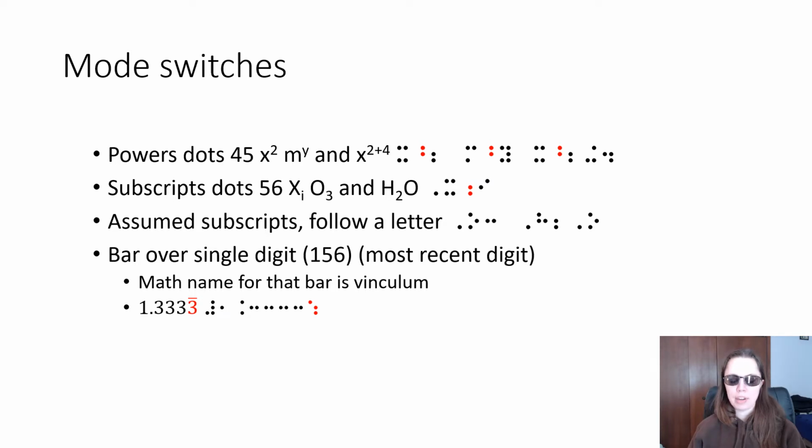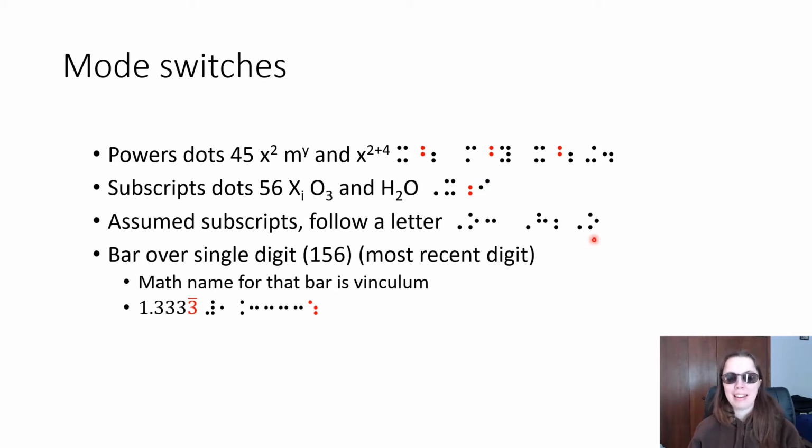When the number follows a letter, like in O3, we just write the number after it and we assume it's a subscript. So you see that O3 would be brailled capital O and then the dots 2, 5 for 3. In H2O, same idea, capital H, dots 2, 3 for 2 without even needing a numeric indicator, and then the capital O.